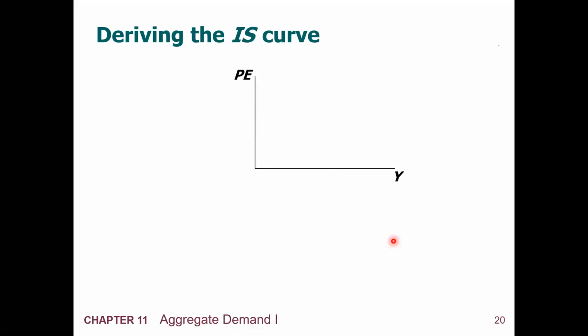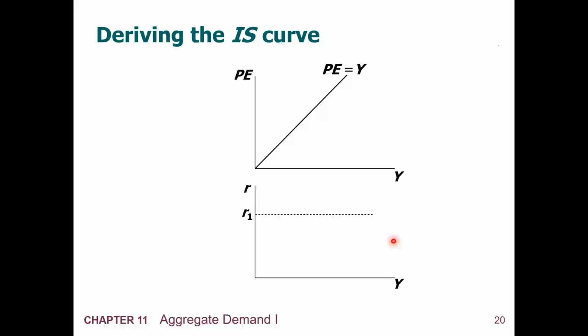So deriving the IS curve. We're going to use the Keynesian cross model, which we were using before. So we have the 45-degree line, which is where PE is equal to output, right? And now we have the planned expenditure. And then they give us interest rate at 1. So now what we're going to do, we're going to draw a line from here to here to find out where it touches. So this is going to be our first point.